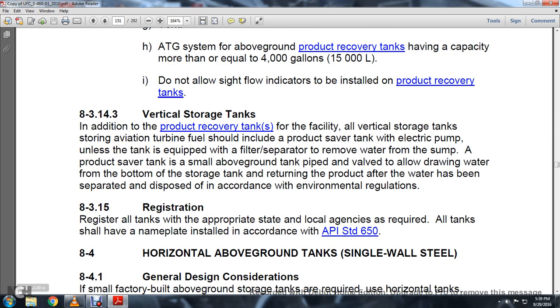8.3.15 Registration. All tanks must be registered with the appropriate state and local agencies as required. All tanks shall have a nameplate installed in accordance with API Standard 650.